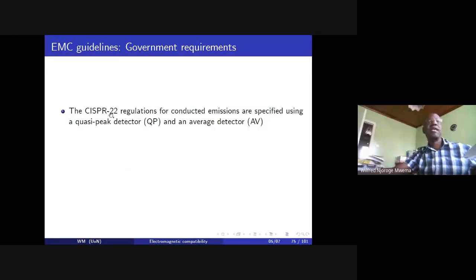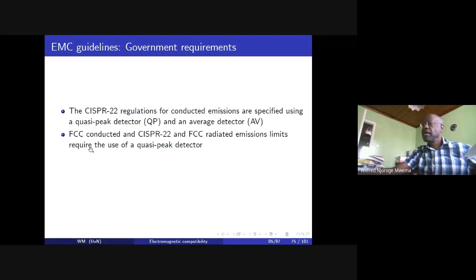So the CISPR 22 regulations for conducted emissions are specified using a quasi-peak detector and an average detector. A quasi-peak detector is like using a capacitor which charges to the peak value of the waveform, and then you measure those values. The average one uses rectification, like the AC meters we have in the labs. So the FCC conducted and CISPR and FCC radiated emission limits require the use of a quasi-peak detector. They don't use an average detector.